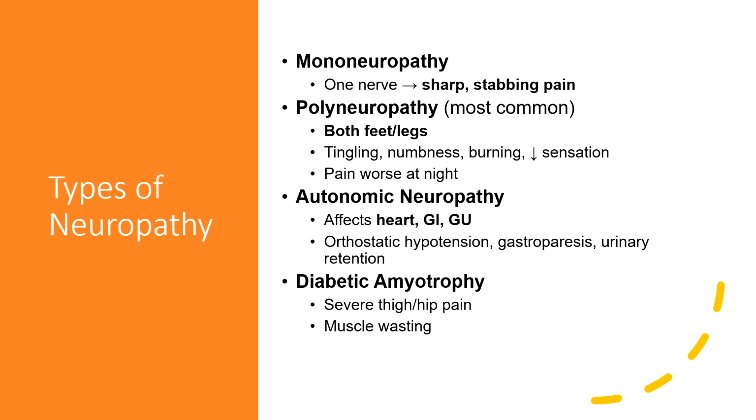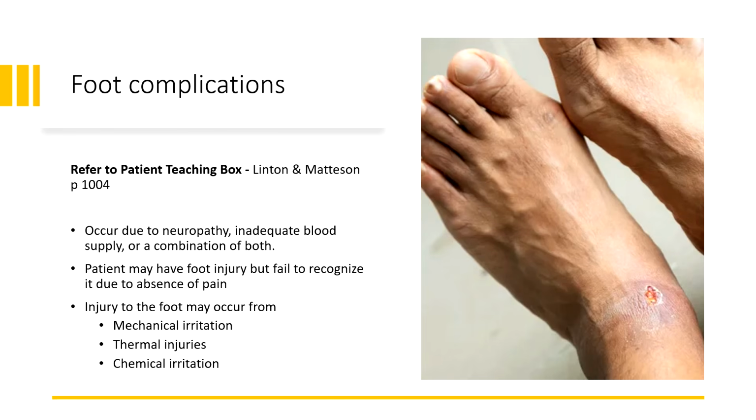Diabetic amyotrophy causes severe pain and muscle wasting in the hips and thighs and often interferes with sleep and mobility. So make sure you know the four different categories that are listed in your med surg book. Okay. We talk about foot complications.